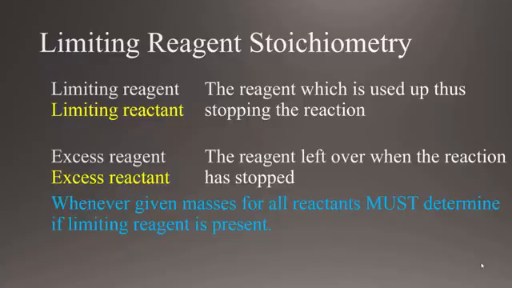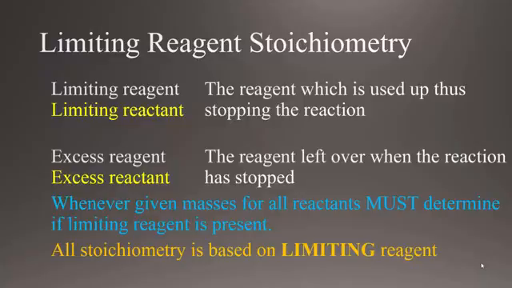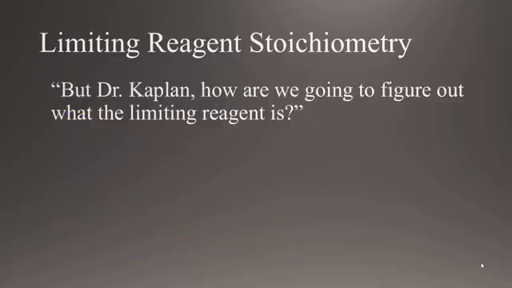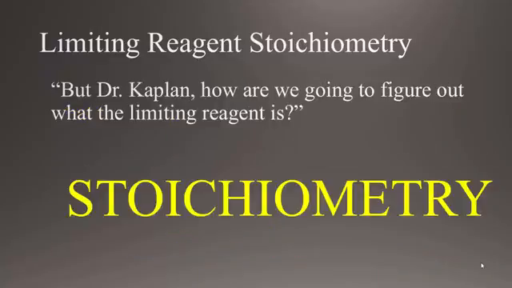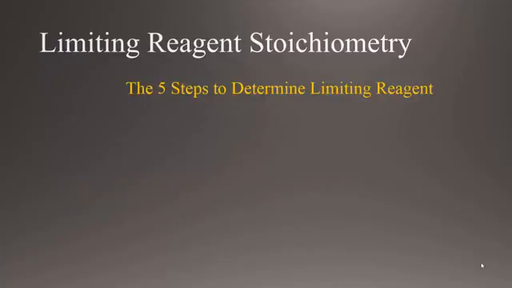If you're given amounts for more than one reactant, you must determine if a limiting reagent is present, and then all further stoichiometry is based upon the limiting reagent. But now this does raise a question. How are you going to figure out what the limiting reagent is? And here's where I get to say stoichiometry. There are 5 steps to determine what the limiting reagent is.